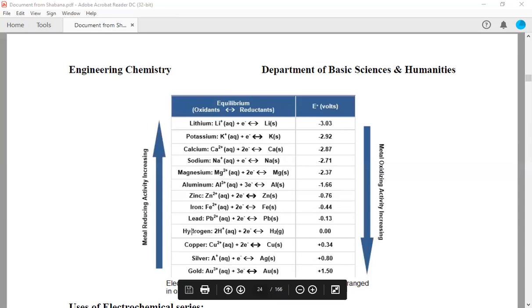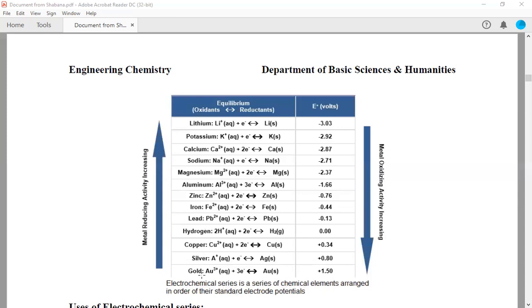Whereas the metals which are present below the hydrogen, these are the metals copper, silver, gold. These are the metals which are present below the hydrogen in the electrochemical series. They cannot displace the hydrogen gas from the dilute acids. So that is the second significance of the electrochemical series.